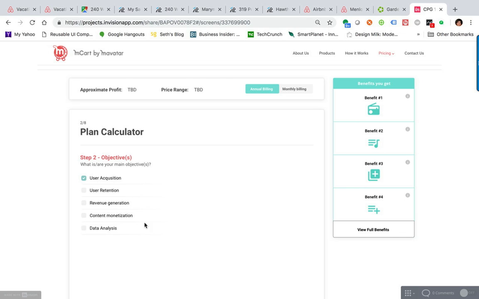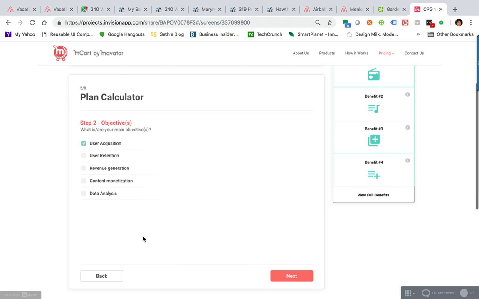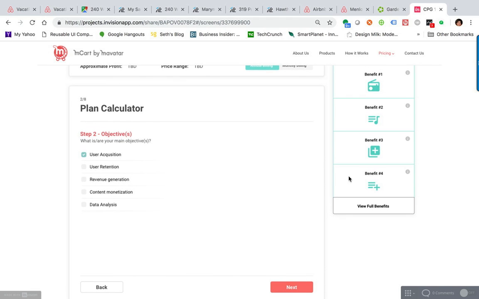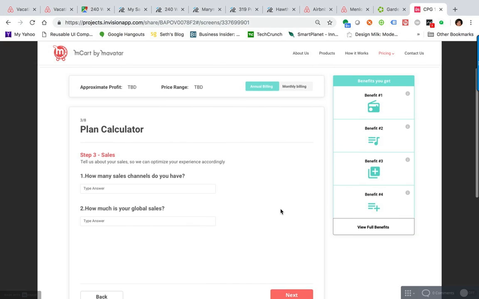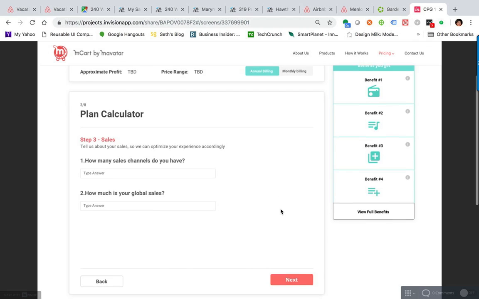There are the objectives. They can pick any number of the objectives. These are check boxes. And the same list of benefits, same view full benefits, and little icons here that show more about each of these. All of this is the same. The next step is a little different.